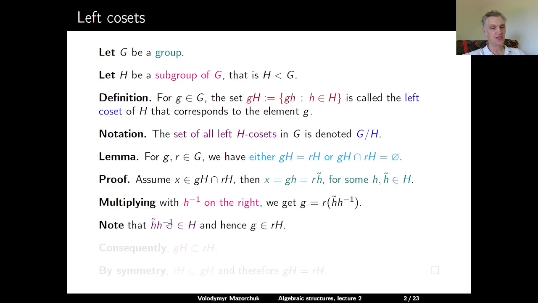But h tilde h inverse belongs to H, because H is a subgroup, which means that we can write g as r times something in H. In other words, the element g belongs to the coset rH. And now multiplying with h on the right, we get that the coset gH is a subset of the coset rH. By symmetry, we also have the opposite inclusion, and therefore gH and rH are equal.